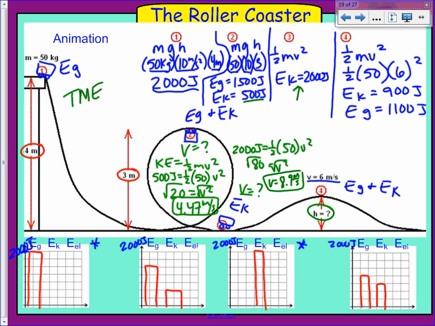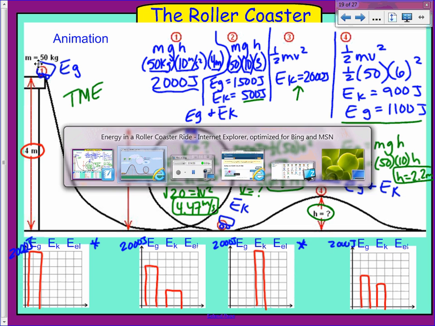And then finally at spot 4, the height is going to come from our gravitational energy, which is 1,100 joules. Gravitational energy is equal to mass times g times height. So 1,100 joules is equal to the mass, which is 50, times 10, times h. If I solve for h, I end up getting h equals about 2.2 meters. This concludes the video on the roller coaster example.